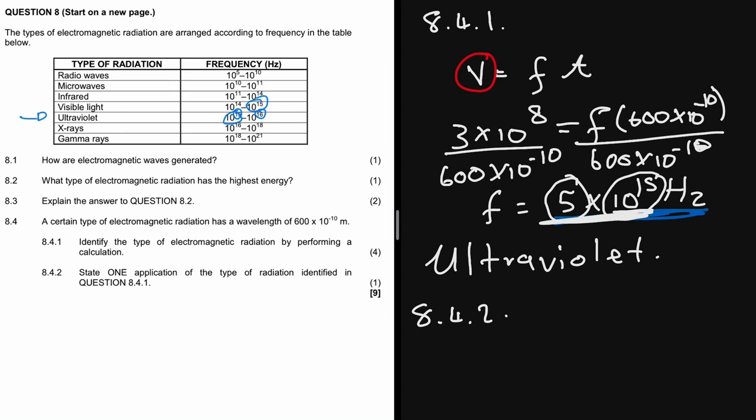So this type of light, we use it, for example, if we want to sterilize medical equipment. Let's say we want to clean some equipment in the medical field, for metals, silvers, and all that stuff. So we can use it for sterilizing those medical equipment.